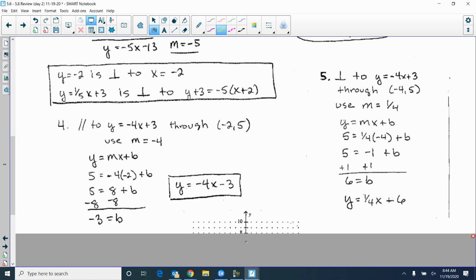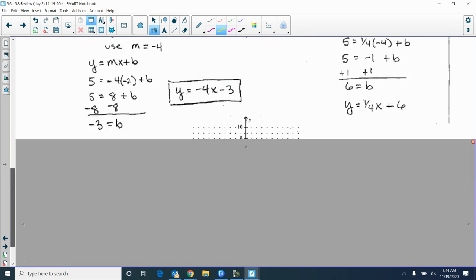and 4. That's what we just got: 1/4 x plus 6. We had -4x minus 3. Was there 2 points, or was there 2 things for 4? That was our answer for 4.